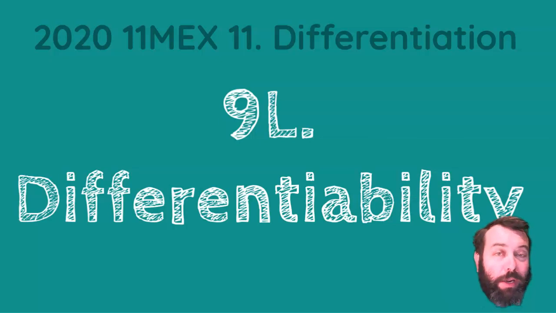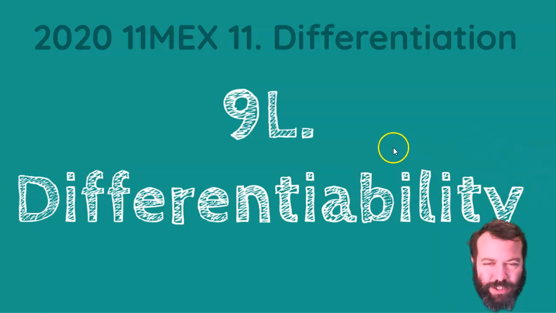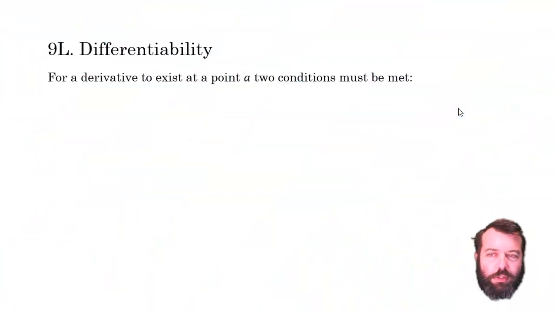Differentiability, the ability to differentiate a function, can't always be done. Now remember that the derivative produces a gradient function. It tells us the gradient of a tangent to the curve, to the function, at any point along that. Now, sometimes you can't draw a tangent. Some things don't have tangents, and we're going to test to see how that works.